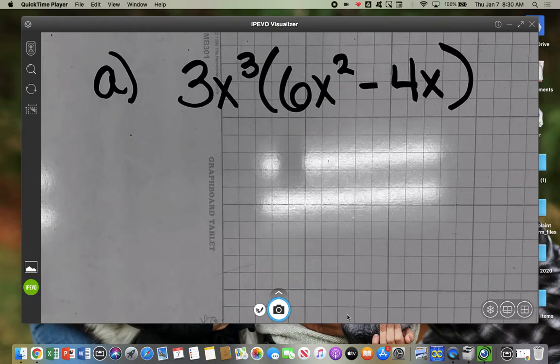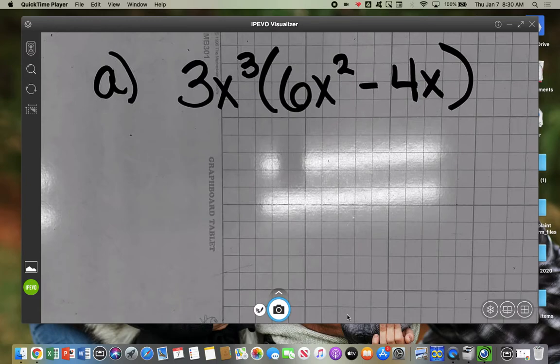A few more examples to do. We're going to work on these together, then we might get whiteboards out and do some more together. If you have something like this, you are distributing. I did a few examples like this on the video yesterday. So in this case, what are we going to distribute?